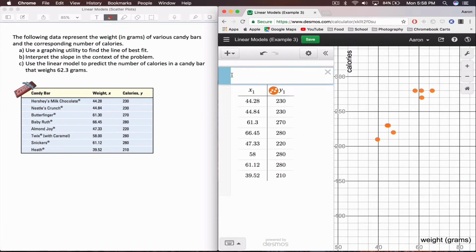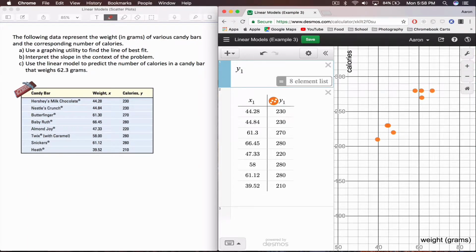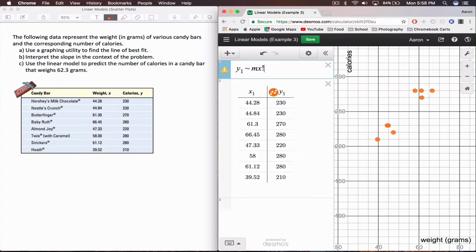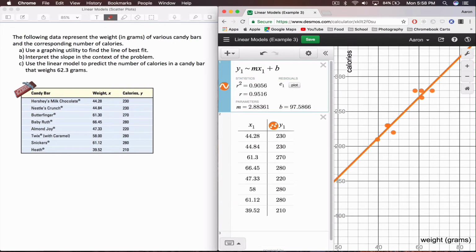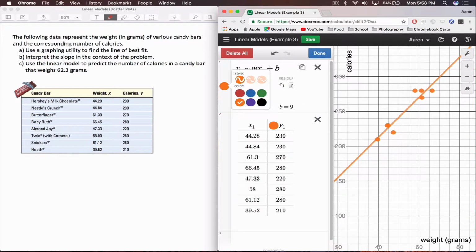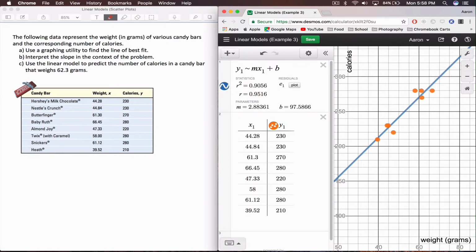So if we put our cursor in this cell here, we can use that same formula that we used before. So it's y sub 1. We're still using y sub 1 because we can see that this set is x sub 1, y sub 1. So it's y sub 1 is about m x sub 1 plus b. And voila, we have our line of best fit. I'm going to change the color here because I want to be able to see it a little better. There, so our line of best fit is this line here in blue.